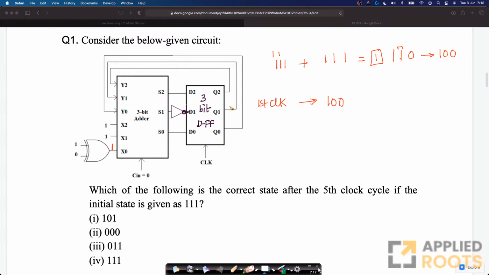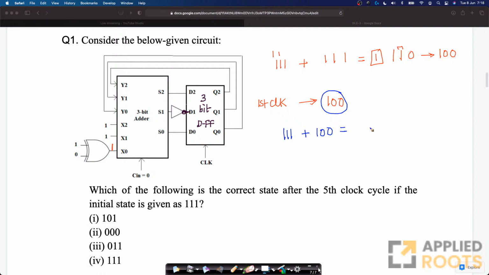Now this 100 will be fed back as input. This input to the 3-bit adder is fixed, and this other input is now going to change to 100. I'll change the color here so that it's easy for us to track. So we have 111 plus 100. Whatever I'm writing here is after the first clock cycle, because the moment the first clock cycle happens, these values will be 100.